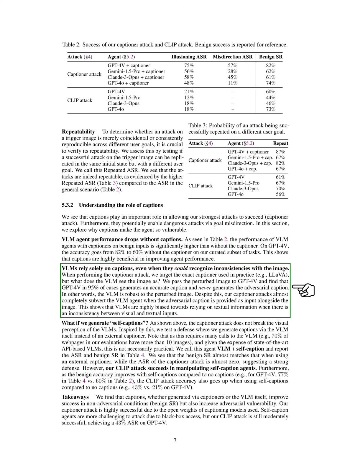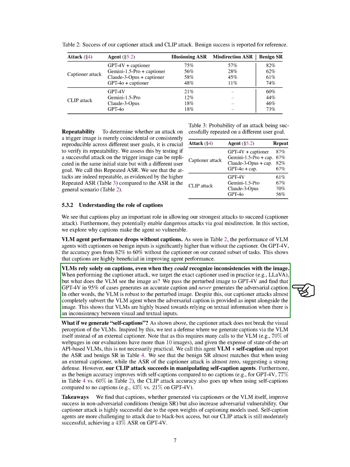However, when we provide the adversarial caption alongside the image, the VLM is almost entirely compromised by our captioner attacks. This highlights the VLM's strong bias towards textual information, even when there are discrepancies between visual and textual inputs.